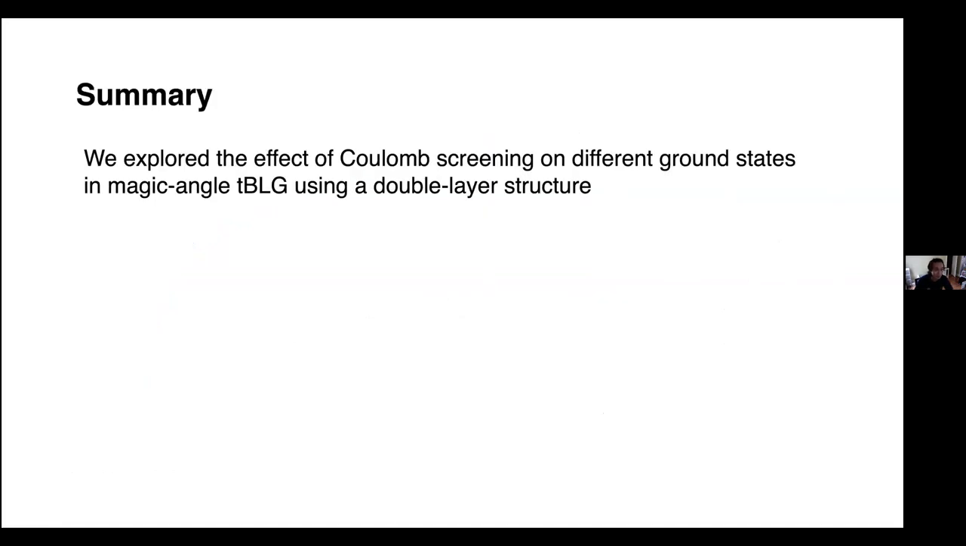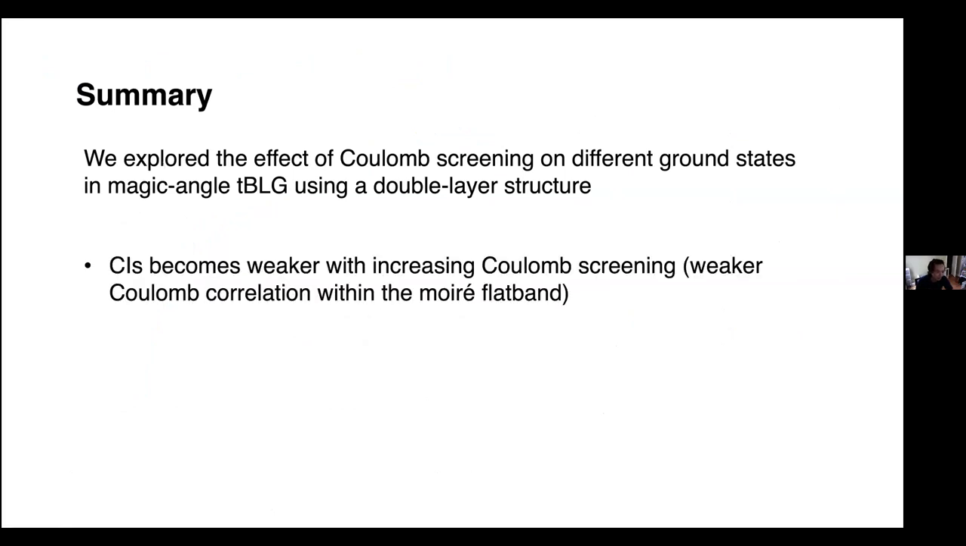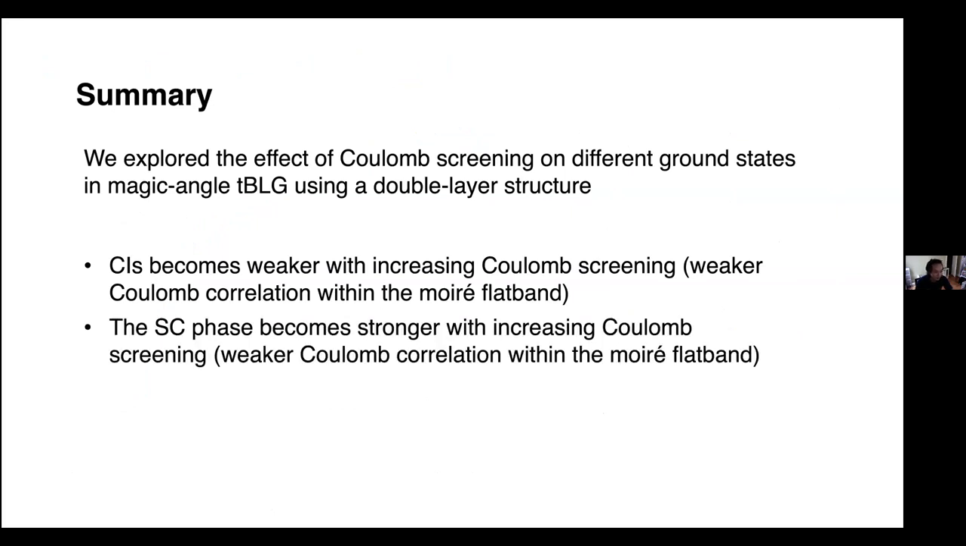So with that, I'll just summarize that we explored the effect of Coulomb screening on different ground states in magic angle twisted bilayer graphene using a double layer structure. What we found is that the correlated insulators become weaker with increasing Coulomb screening, which makes sense. And then the superconductivity becomes stronger with increasing Coulomb screening. Maybe that points to an electron-phonon coupling mechanism. But I put a question mark here because we are only starting to learn the effect of Coulomb screening, and if there's a potential unconventional superconducting phase, how would that respond to external Coulomb screening? That's what this question mark is about.